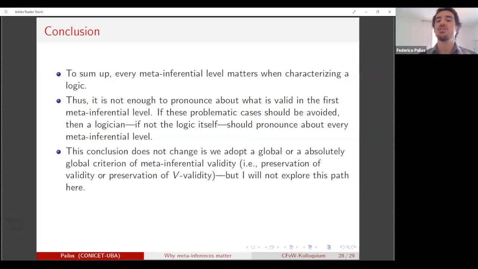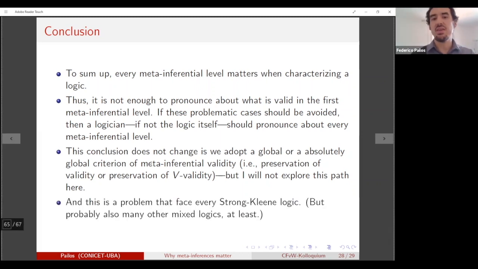This conclusion does not change if we adopt other notions of metainferential validity, if we adopt a global notion, if we understand metainferential validity as preservation of validity, or an absolute global criterion for metainferential validity, which is this other thing that people are talking about. But I will not explore this path here. And even though I have just shown this for ST, I think this is a problem that faces every strong clean logic. And moreover, I think many other mixed logics, at least.